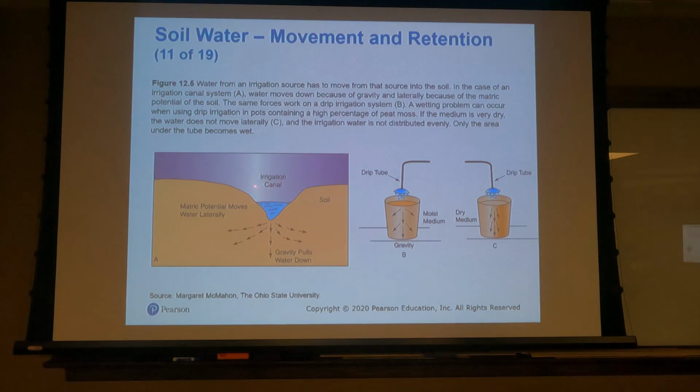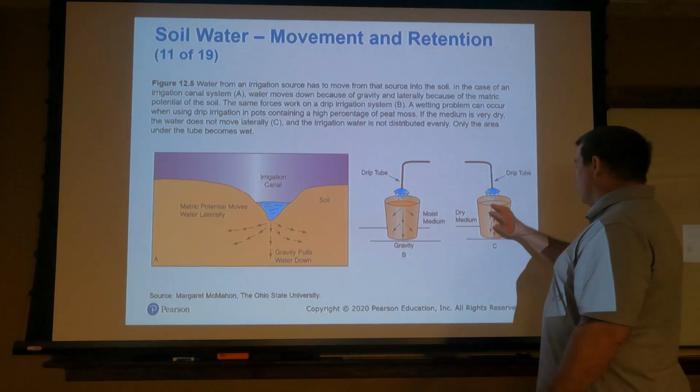So here's just a diagram of that irrigation canal, where at first the water is going to move straight down and then out, and then you will also have some capillary action where this water starts to move into the soil this way, and then possibly up there. And then on the right side, that's showing how that water would move throughout the pot if the soil or the medium is moist, versus how it is if it were just dry. So it will move straight down here.